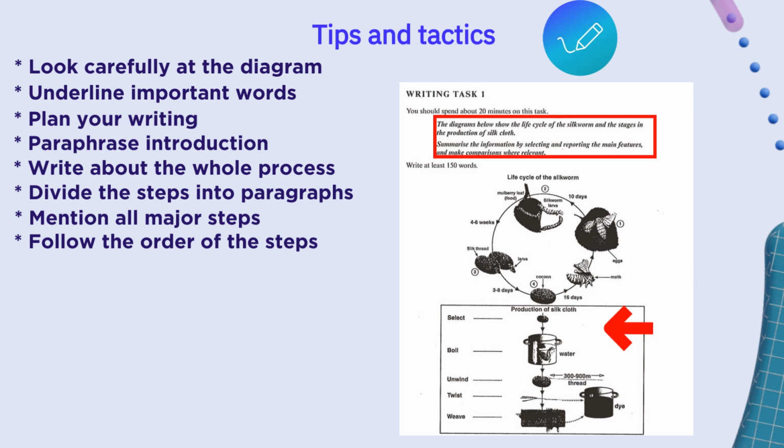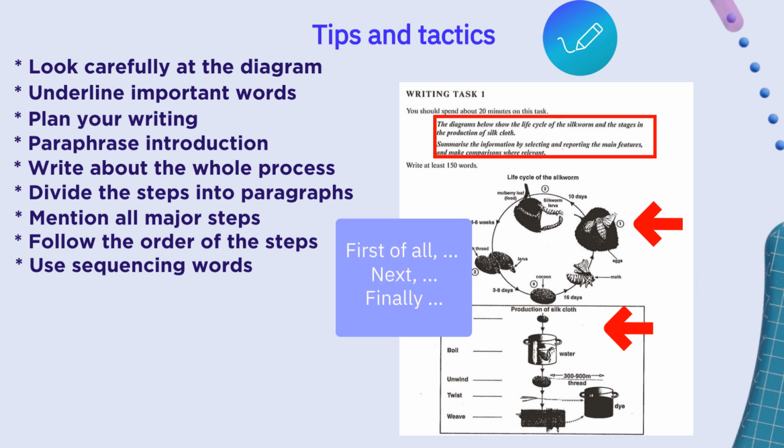Usually, it's clear where a process begins. In the case of cyclical processes, choose the most logical starting point in the process. Use sequencing words and phrases to separate the steps of the process, for example, first of all, next, finally, etc.